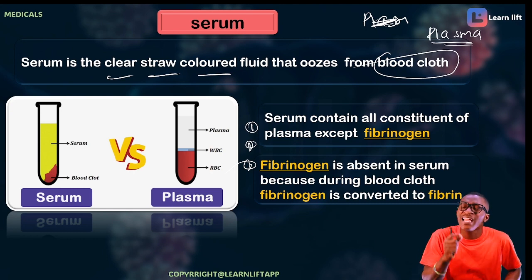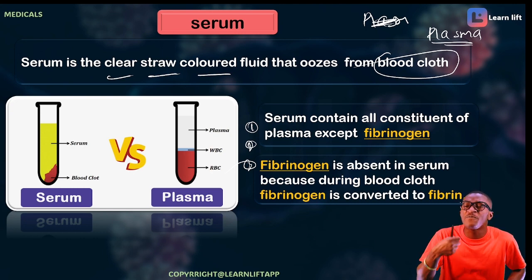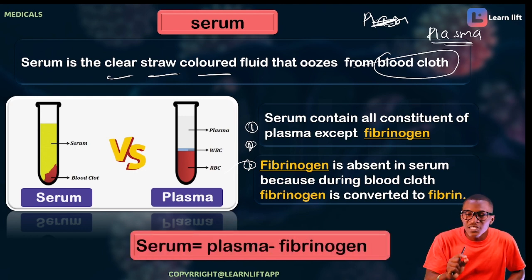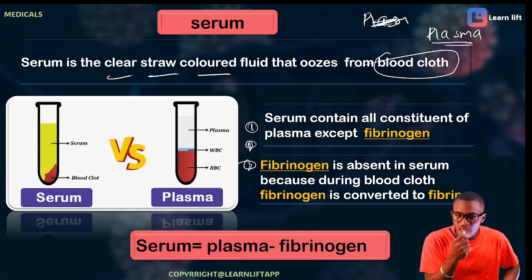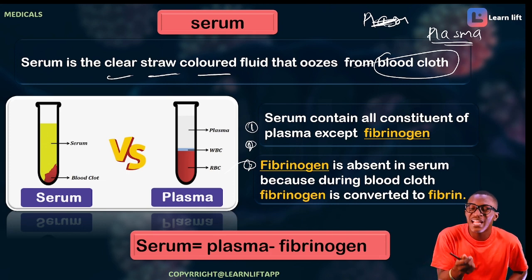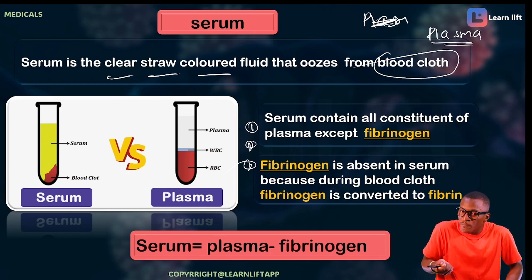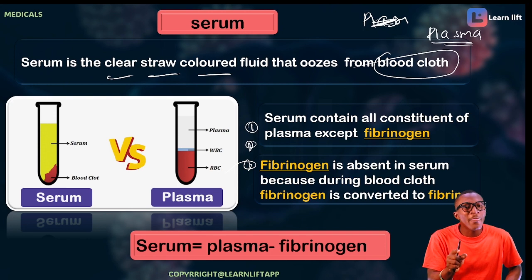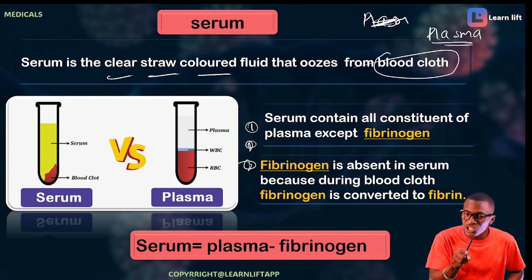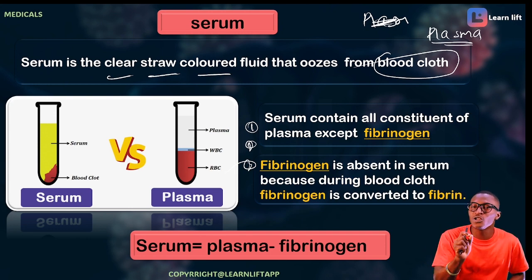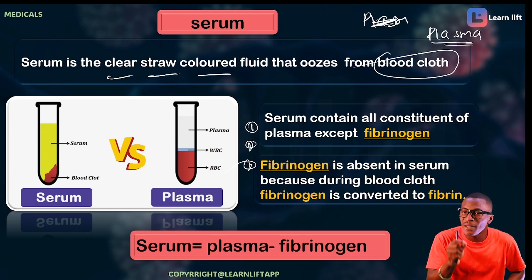So any plasma that lacks fibrinogen is called serum. So what can we say is the equation of serum? Serum is plasma minus fibrinogen. What is serum? Serum is plasma that lacks fibrinogen. And take note, remember that fibrinogen is under your solid component of plasma. Plasma consists of fibrinogen. Are you with me? Fibrinogen is the plasma component of what?